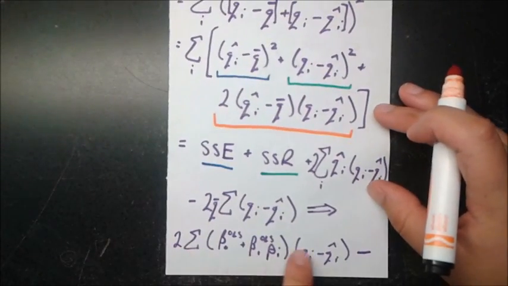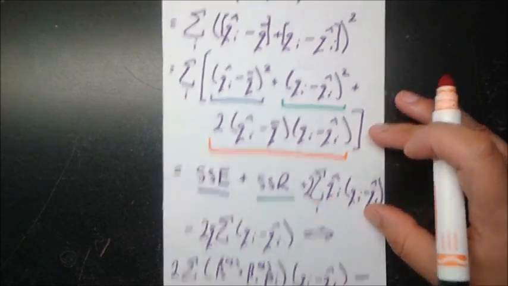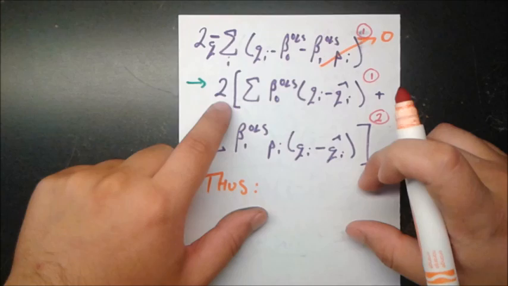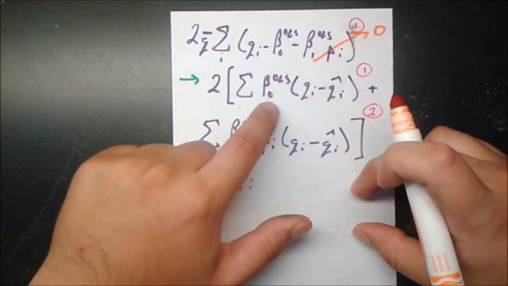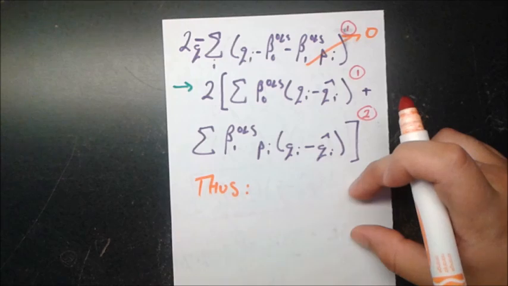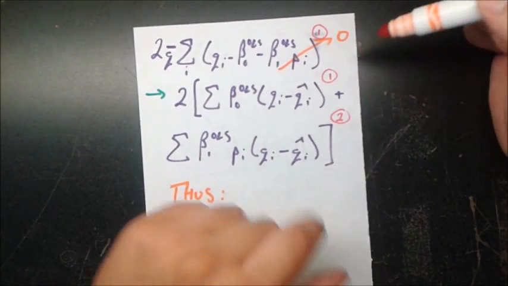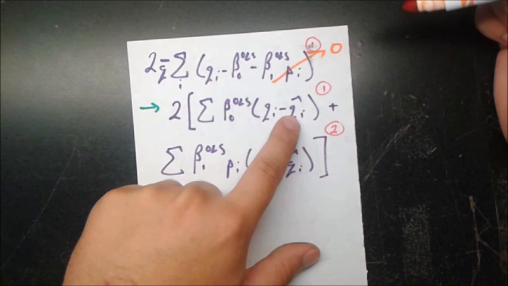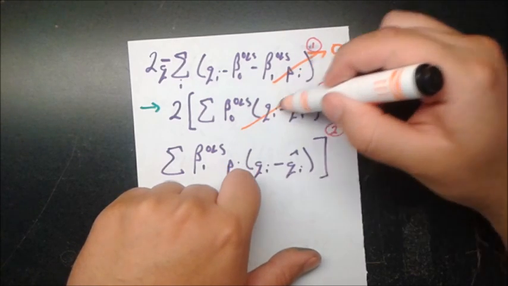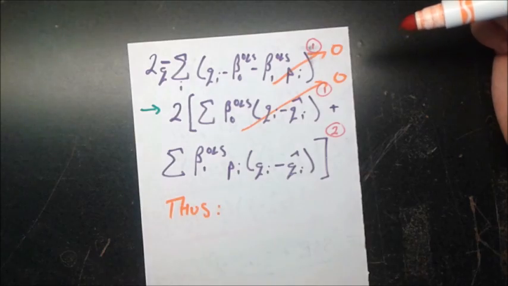Now that means all we're left with is just this part right here. Why is this equal to 0? We're going to split it up by beta naught OLS and beta 1 OLS. So we have 2 times the sum of beta naught OLS times this guy, plus the sum of beta 1 OLS times this guy. Now why is this equal to 0? Again, it's by the definition of 1, because this is the same thing as q_i minus the prediction function, the same thing we have up here. That's why this is 0. And beta naught OLS is just a constant, so it doesn't matter that it's being multiplied.